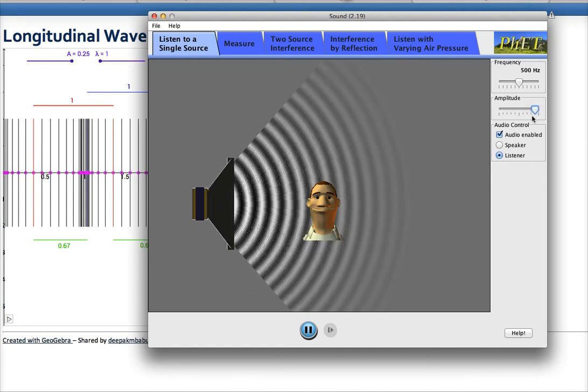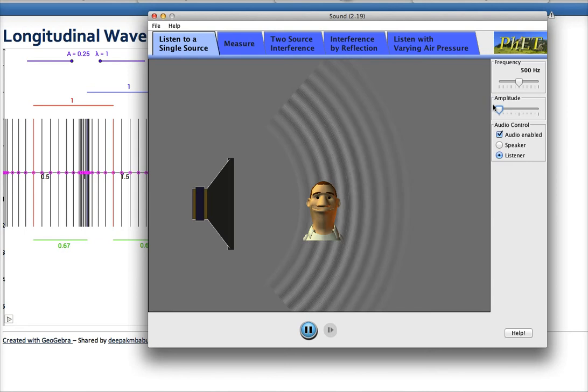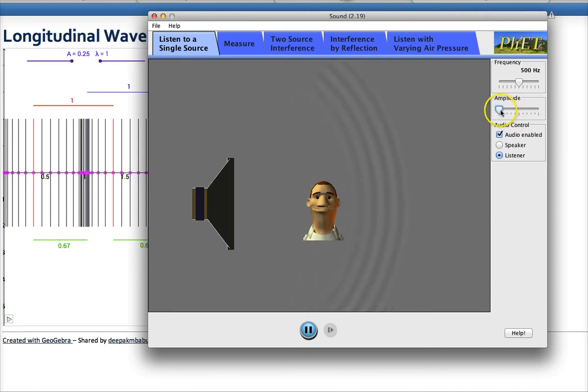I'm going to reduce the amplitude. Sound's gone in this case. Note that the strength of the waves is also gone. Okay, and make it a little bit higher, see what happens.